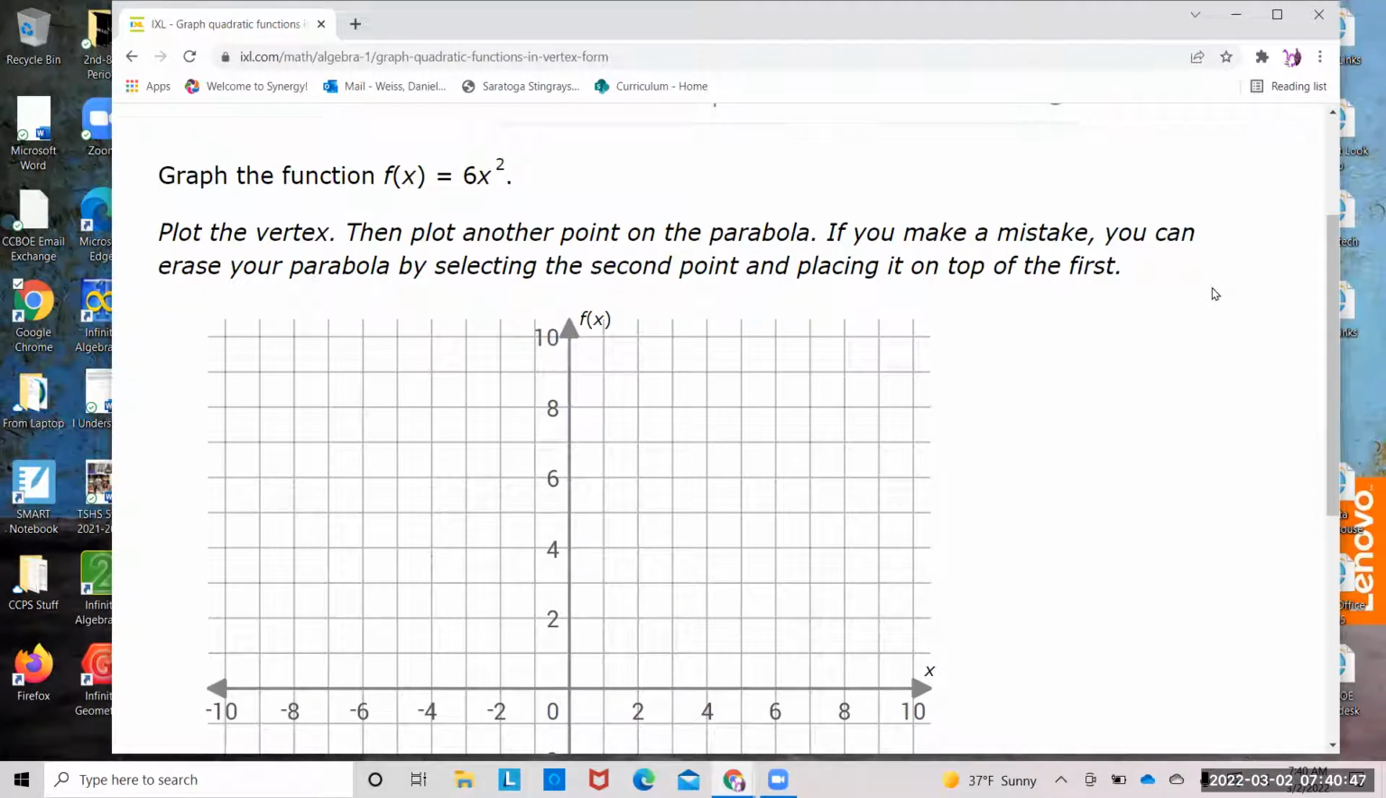Let's see how easy this is. It says graph the function f of x equals 6x squared. Here's what we're generally going to do. We're generally going to start every graph with 0.